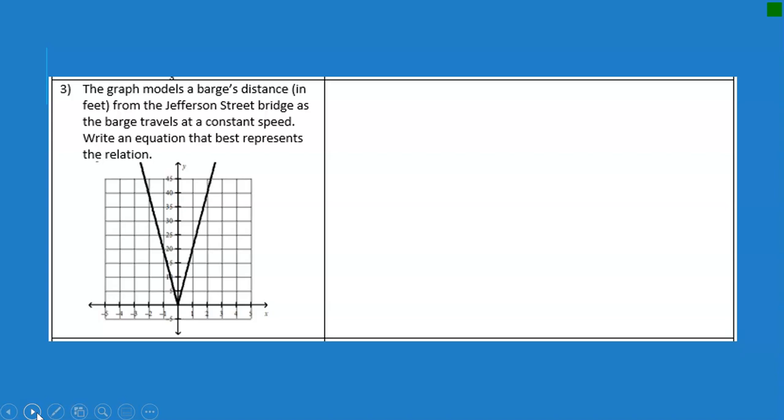We're talking about a barge, the graph that models the barge's distance away from the Jefferson Street Bridge as it travels at a constant speed. But what we're doing here is we're trying to find the equation. So again, I'm going to write the equation up here: y equals a absolute value of x minus h plus k. So you do need to be able to figure out what family it comes from in order to know what the equation should look like.